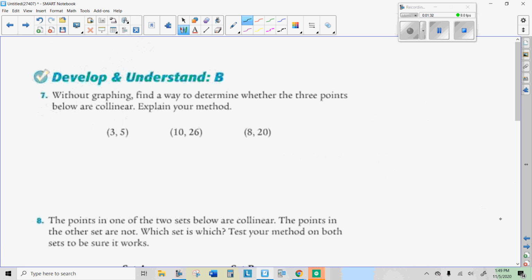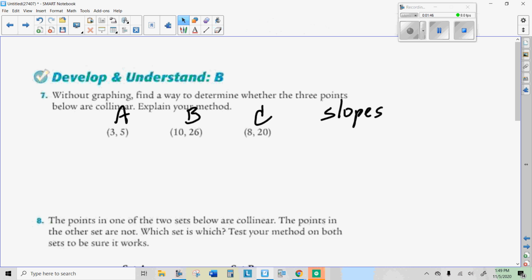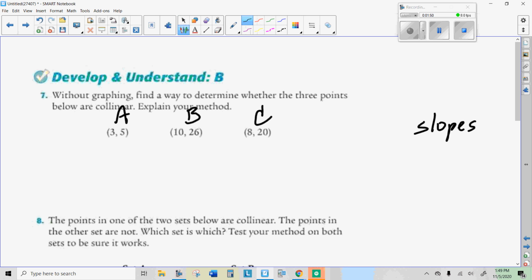Okay, so let's label this one A, and this one B, and this one C, and you guys are going to find the slopes between the points. And let's label it this way. We'll say from A to B, the slope, and then from B to C, find the slope, and then from A to C, find the slope.